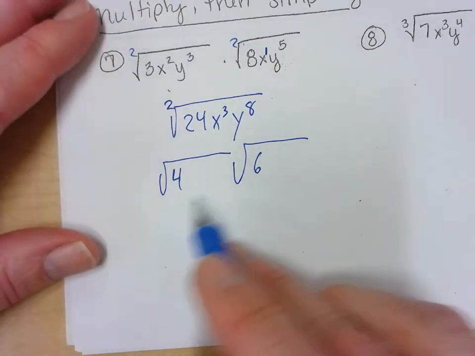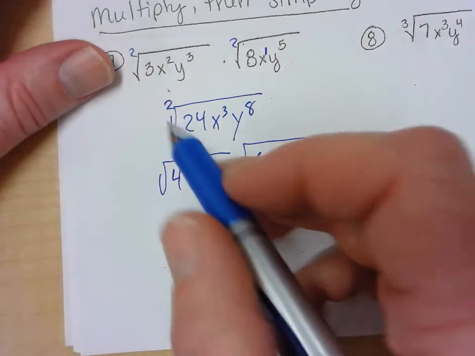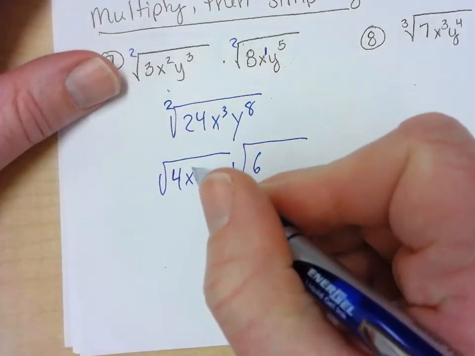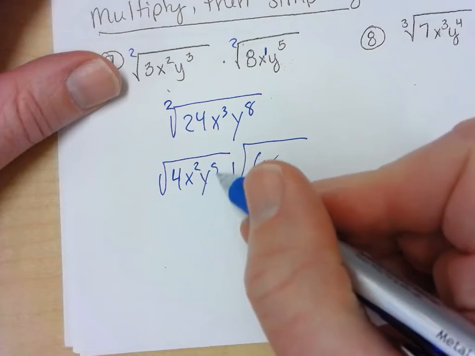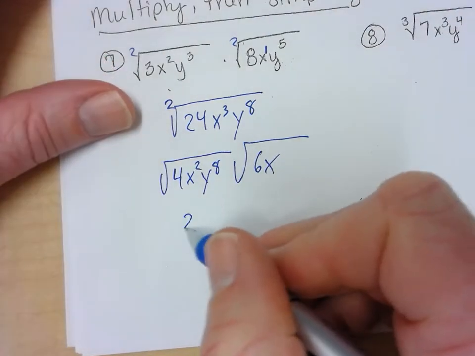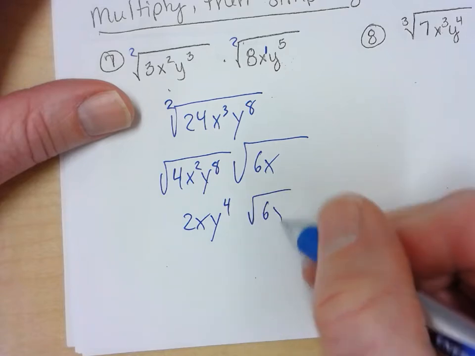So you're factoring it based on what you can take the square root of, what you can't take the square root of. Does 3 go in there? Nope. So I make it x squared and x. Does 2 go in there? Yes. So I take the whole thing to the front. So I get 2x y to the 4th, square root 6x.